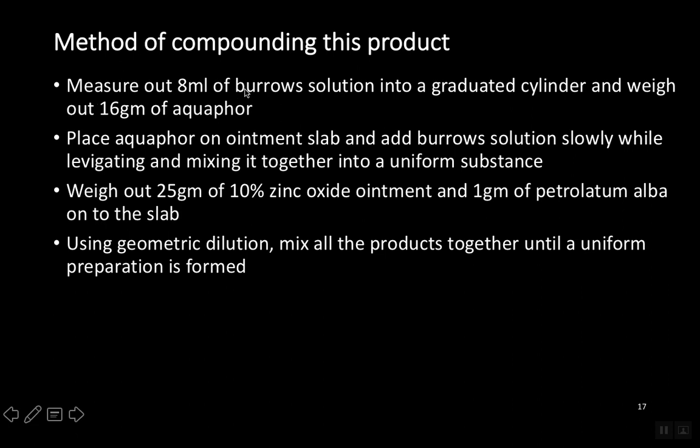So you're going to measure out 8 ml of the Burroughs solution into a graduated cylinder and weigh out 16 grams of Aquaphor. Place the Aquaphor on your ointment slab and add the Burroughs solution slowly while levigating and mixing it together into a uniform substance. So as you slowly pour out the Burroughs solution from the graduated cylinder, you're going to mix it with the Aquaphor so that it incorporates nicely. Weigh out 25 grams of 10% zinc oxide ointment and 1 gram of the petrolatum alba onto the slab, and using geometric dilution, you're going to mix all the products together.